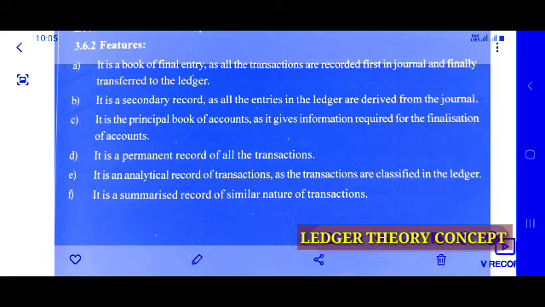Next, it is a secondary record, as all the entries in the ledger are derived from the journal. You know, the primary entry is the journal, and the next step in the accounting cycle is the ledger, that is a secondary book. All the entries we are going to post to a ledger.